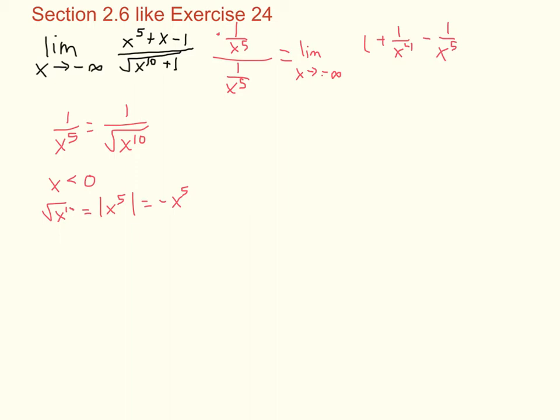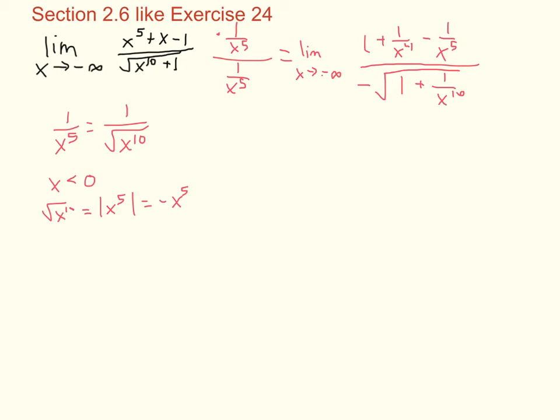And since x is negative, that's equal to negative x to the fifth. What that tells us is that when we multiply by this 1 over x to the fifth on the bottom, we're going to have to put a negative sign on the front. And so dividing by x to the 10th inside, we get the square root of 1 + 1/x^10.